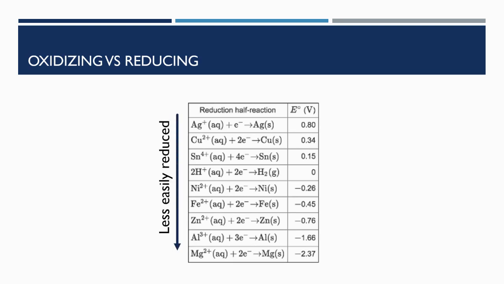But the opposite is going to be true for oxidation. If we flip the signs and flip everything else, we'll see that it is more easily oxidized as you go down the table as opposed to less easily reduced. So oxidation and reduction are always going to be opposite of one another.